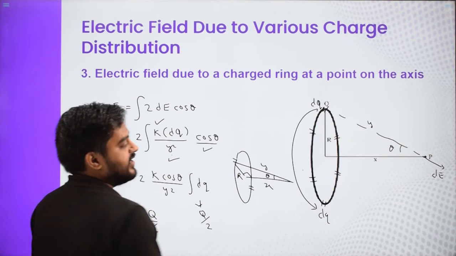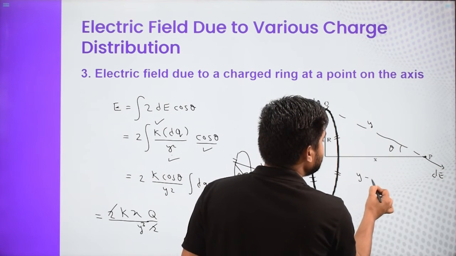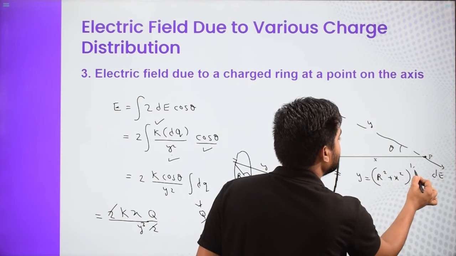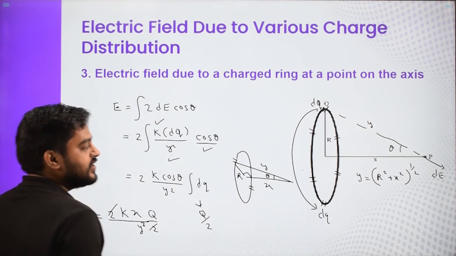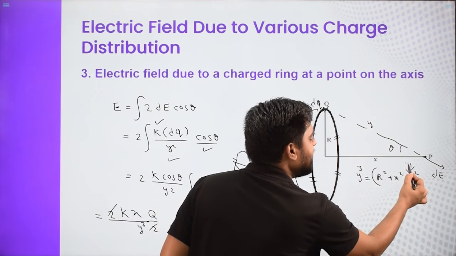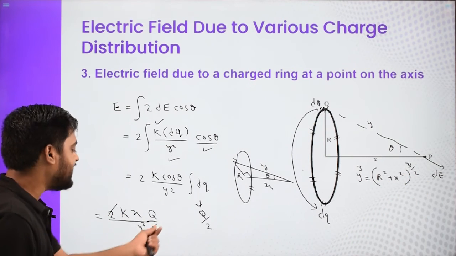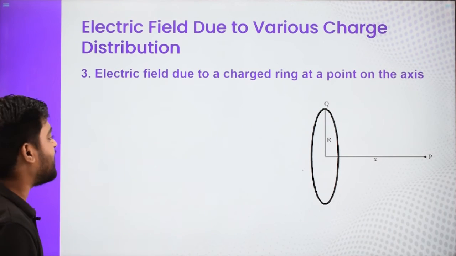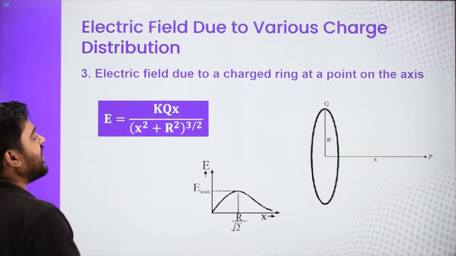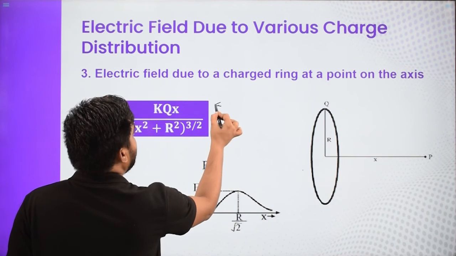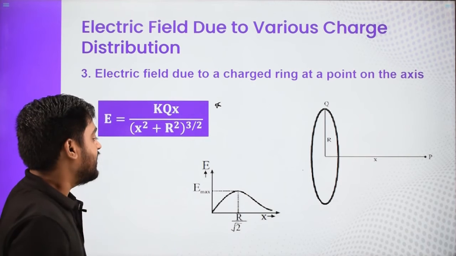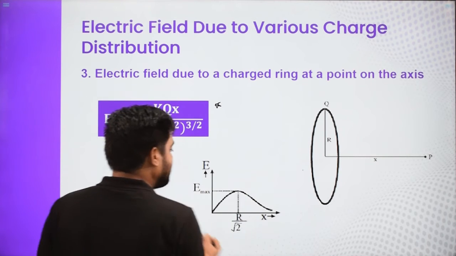Now what is y? Y is nothing but r square plus x square raised to power half, and we need y cube. So y cube is nothing but power 3 by 2. So it is kqx by x square plus r square, or r square plus x square, raised to power 3 by 2. So this is our final formula: kqx divided by x square plus r square raised to power 3 by 2.